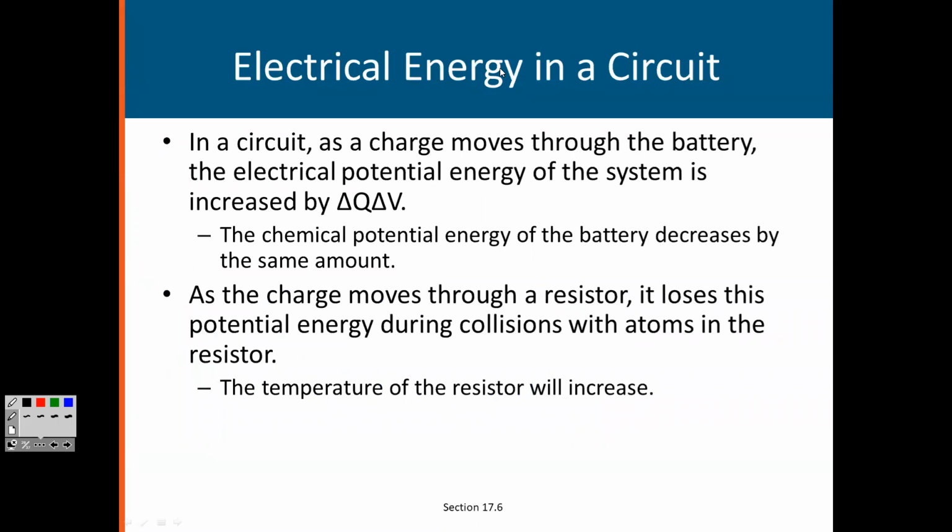Now we come to the next section. We are going to almost finish this, maybe early. Then we can take some questions from the midterm exam and do some kind of review for you. Electrical energy in a circuit.